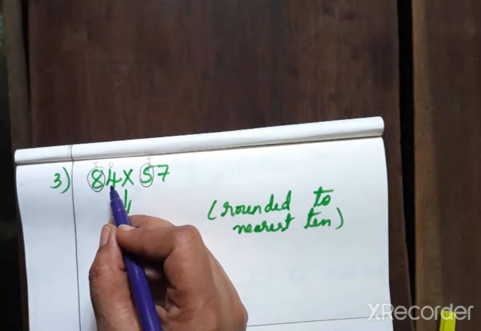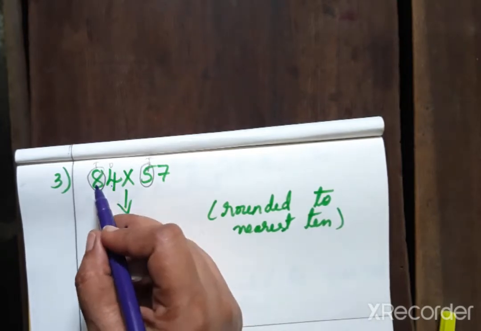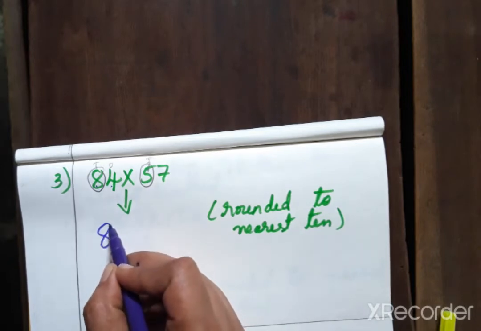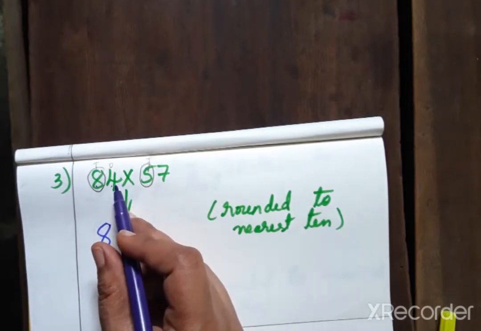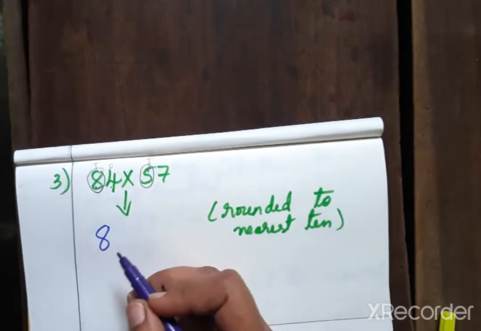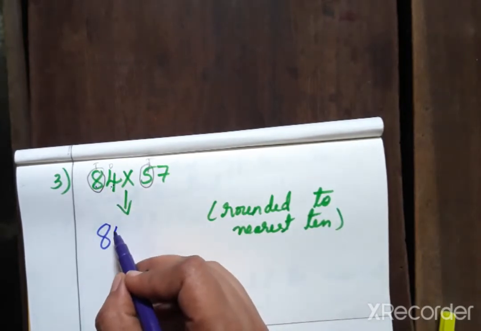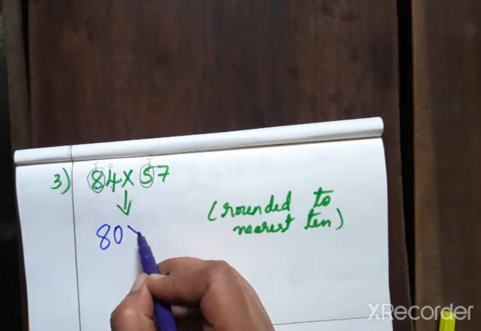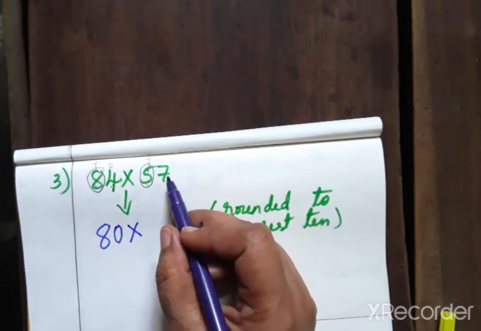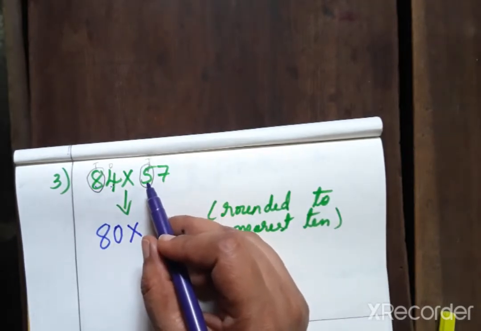So here 4 means less than 5, so he can't help. Then 8 will stay the same as it is, no changes, because the friend has less than 5. And once the door is knocked, this number will become 0. So it becomes 80 into 57. Here we are rounding off the tens place.